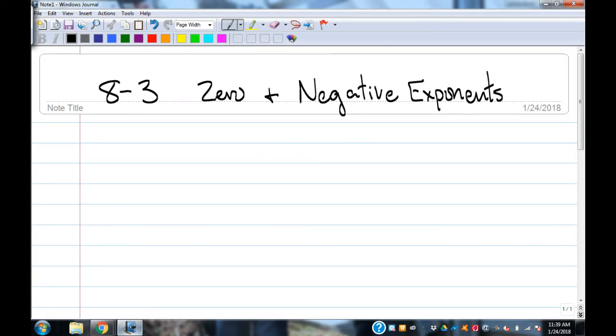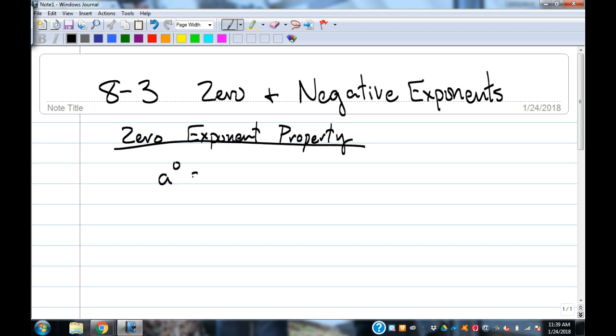Section 8.3, we talk about zero and negative exponents, okay? The zero exponent property. It's the easiest of all the exponent rules, because if something is raised to the zero power, anything raised to the zero power, the answer is 1.